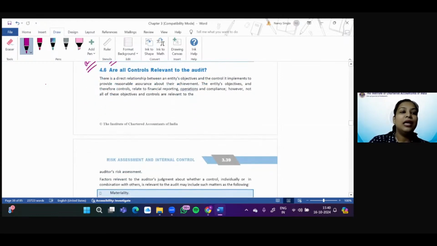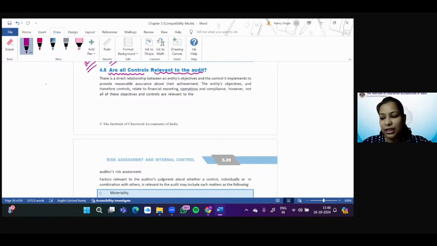Right. Now the next topic, there are now next 4-5 topics which are very small but important, right? So let us just quickly have a look. Are all controls relevant to the audit? Quickly send in replies. Are all controls relevant to audit?